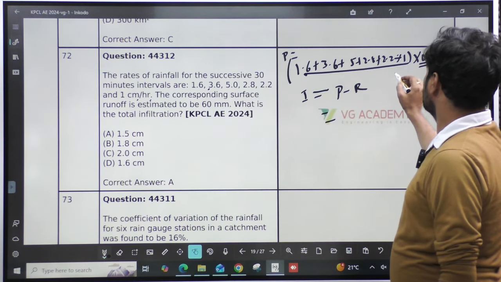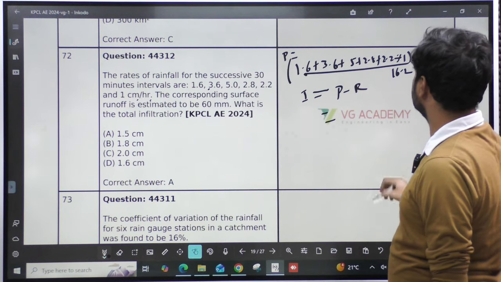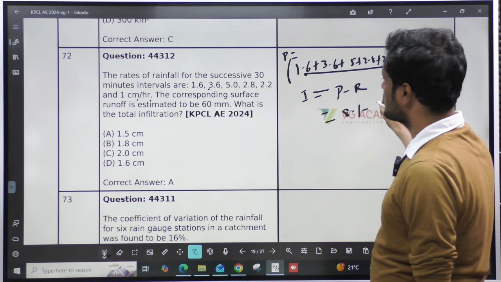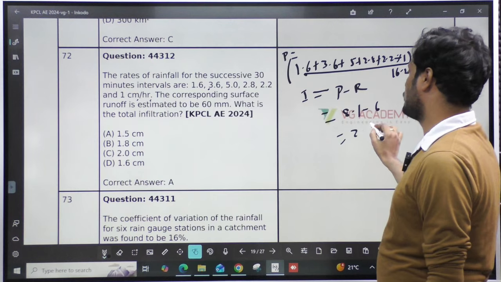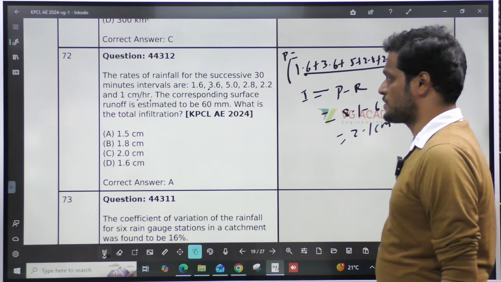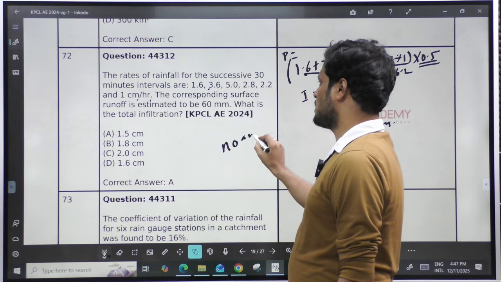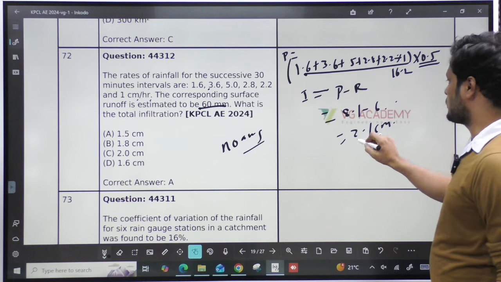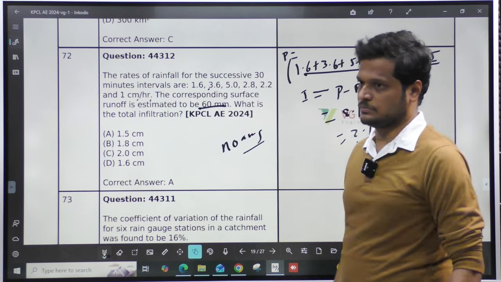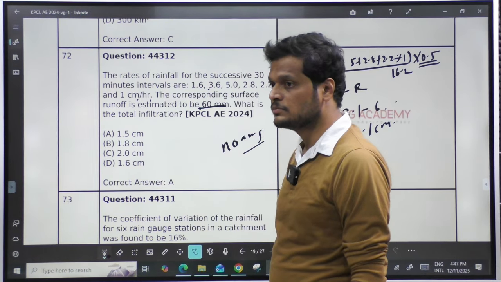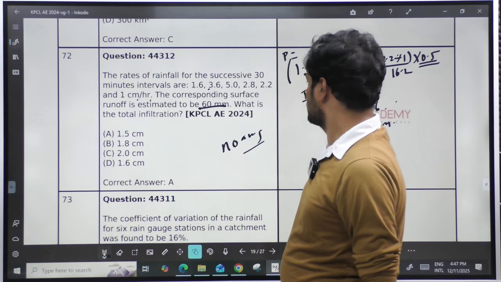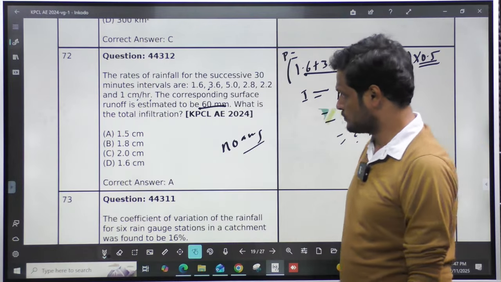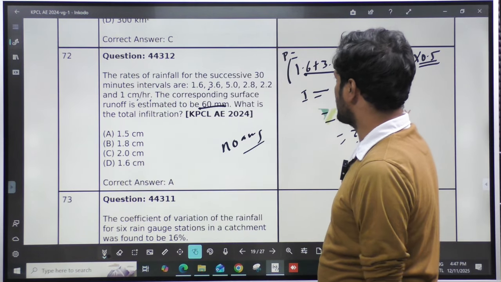So this is 16.2, so 8.1 minus 6, 2.1 centimeters. So no answer. Possibly this might be 6.6. So if you remove 6.6 you will get 1.5. 2.1 minus 0.6. That's the only possible option.